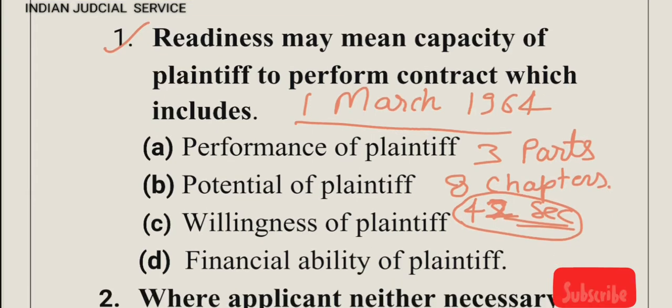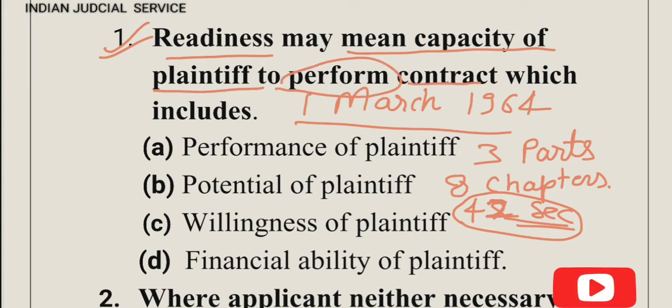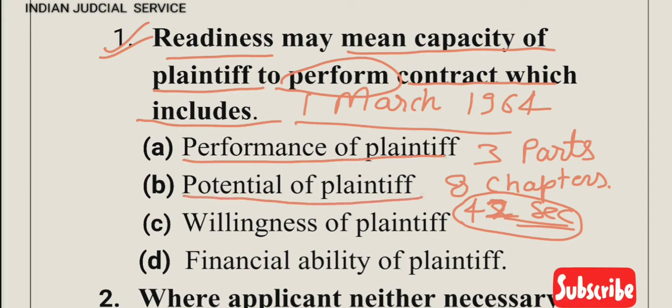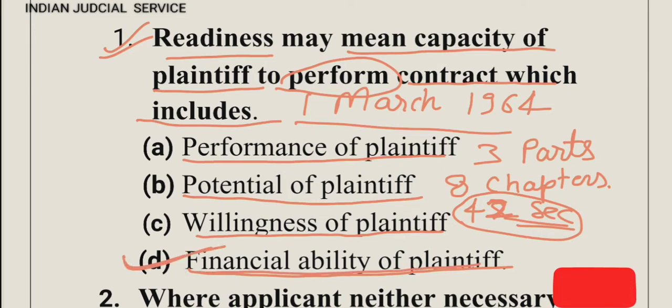Now question number 1, the readiness may mean capacity of plaintiff to perform contract which include option A, performance of plaintiff, option B, potential of plaintiff, option C, willingness of plaintiff, and option D, financial ability of plaintiff. So clearly the answer here is option D, financial ability of plaintiff.